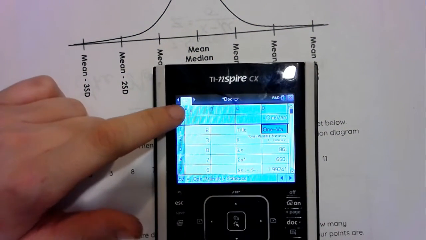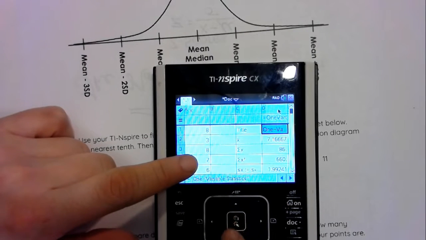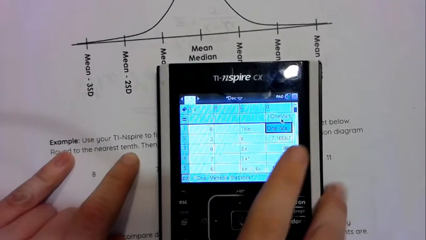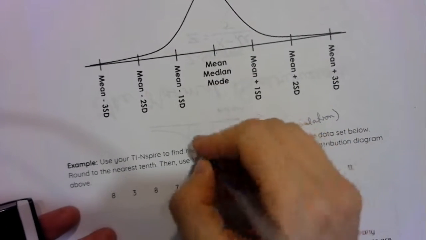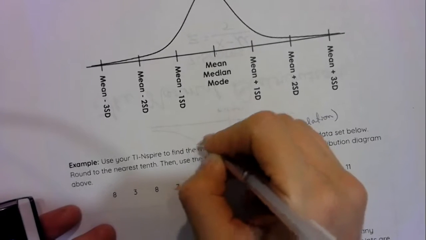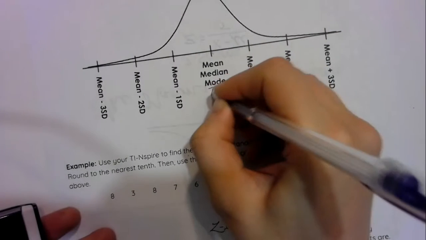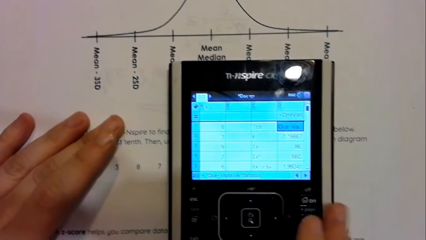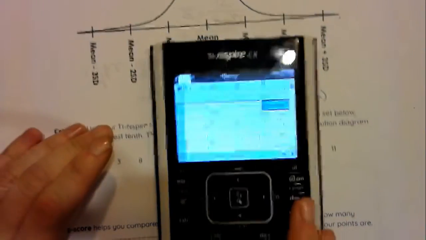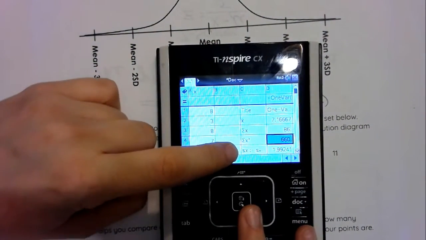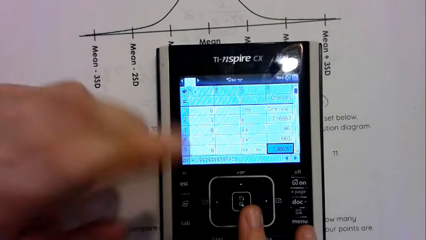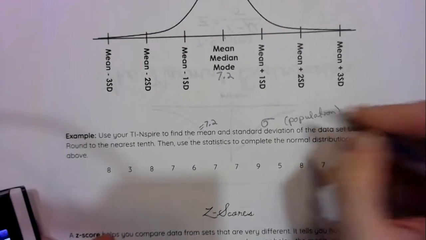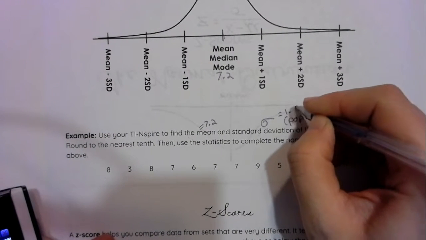So I called my data list X, and then I've got my statistics right here. My mean rounded to the nearest tenth is going to be 7.2. Let me write that down. I'll put that here too, 7.2. And then my population standard deviation, so remember you're looking for sigma. So scroll down, because this is the sample standard deviation. I don't want that one just for this problem. I want that one, 1.9. So sigma equals 1.9.